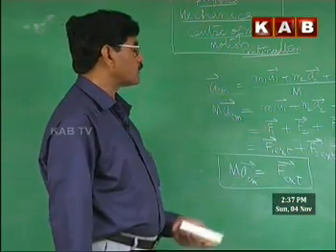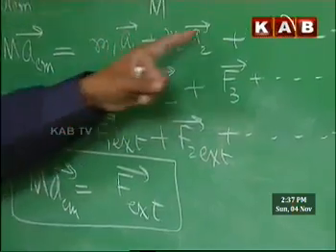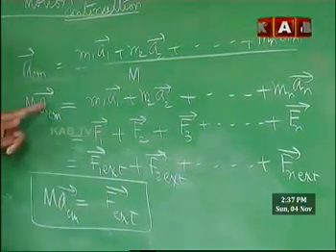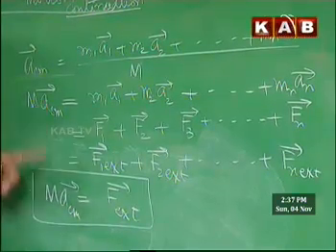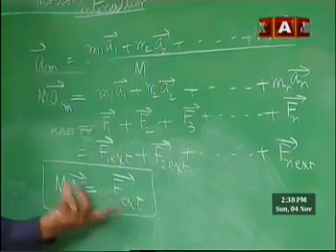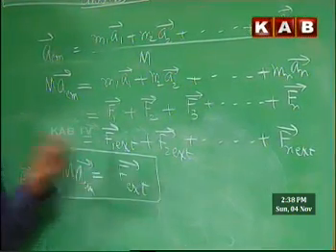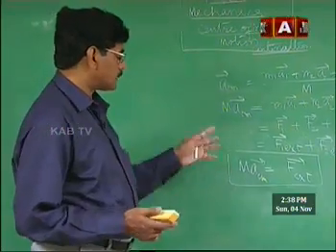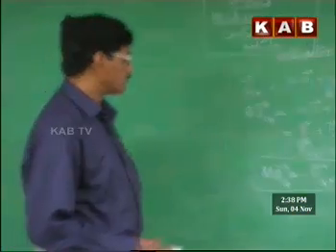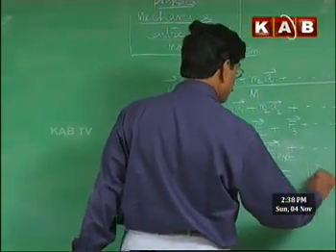So, internal forces, though they act on the individual particles and cause acceleration for the individual particles of the system, cannot accelerate the center of mass. The center of mass is accelerated only by external forces. Internal forces do not cause any acceleration for the center of mass. That is the conclusion. It is Newton's second law applied to a system of particles.